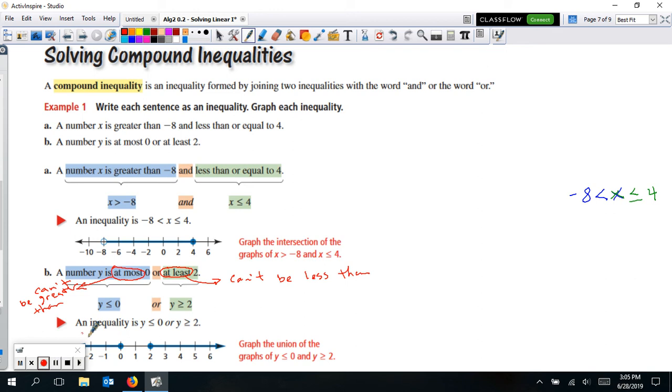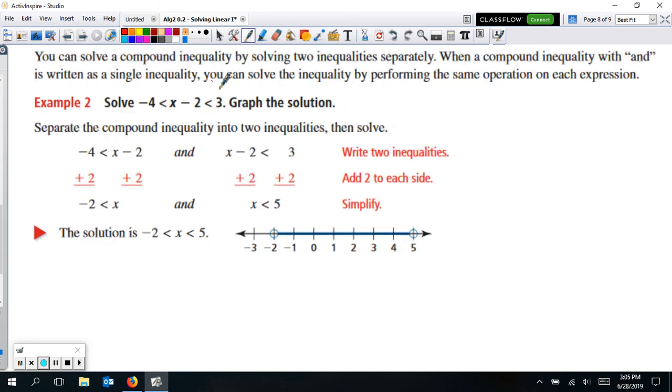And then down below here you can see we have two closed holes because they both have equal signs, and they're shaded in opposite directions. When it's an or, they're going to go in opposite directions, this way or that way. As you can see, you can read the inequality signs. That's what's happening. Let's move on to our next section here.